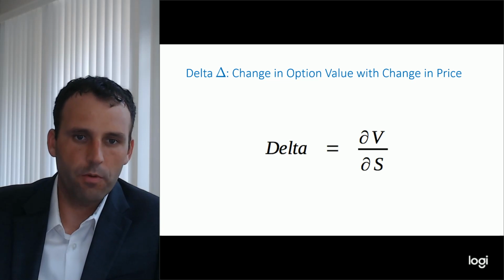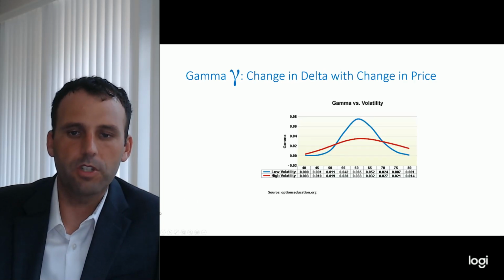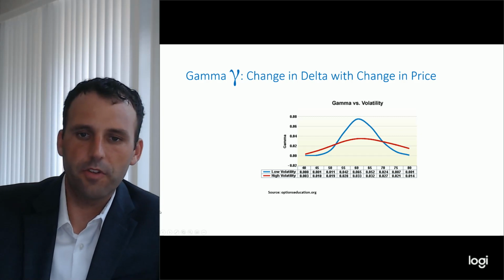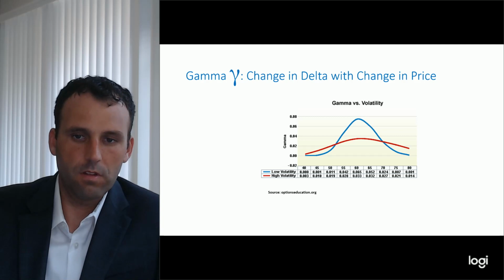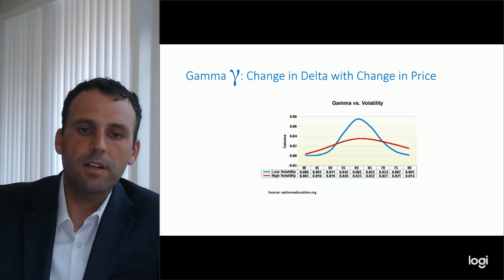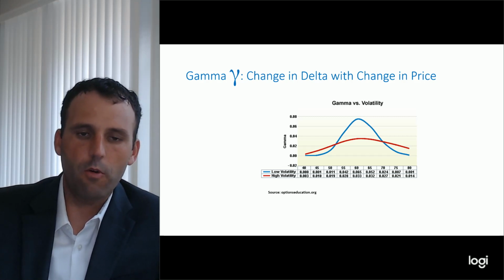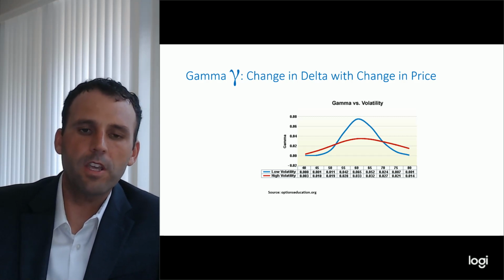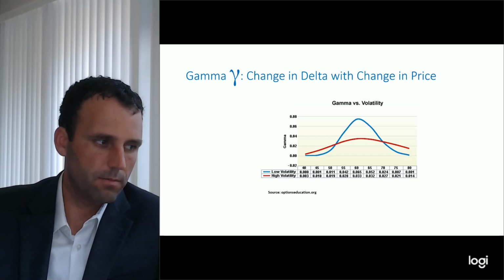The second one we're going to talk about, which kind of goes into this, is gamma, which is the change in delta versus the change in price. I mentioned this in the delta explanation briefly, but gamma is essentially the second derivative of delta, and so how quickly that's going to change. Gamma increases when volatility increases because the range of outcomes increases.